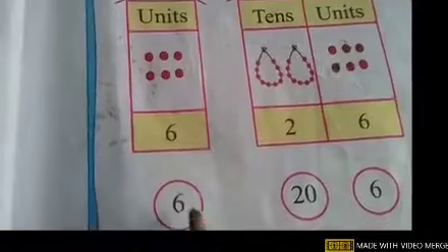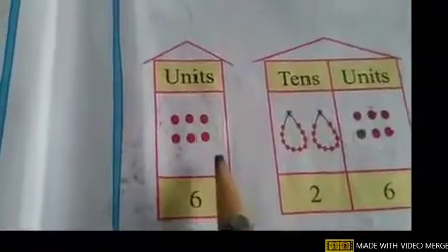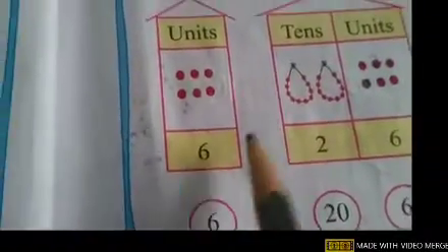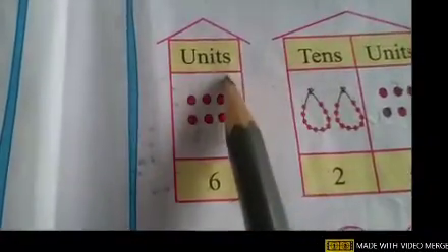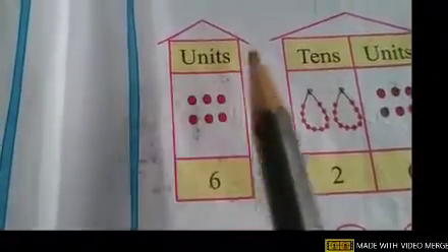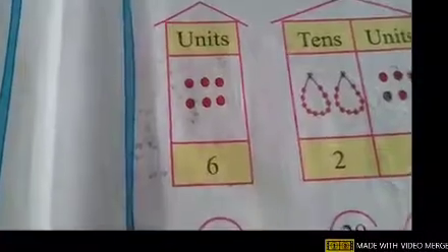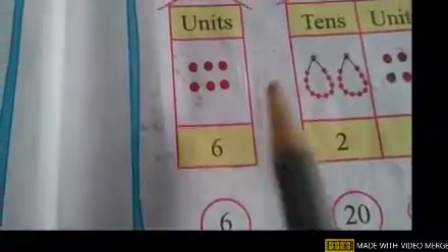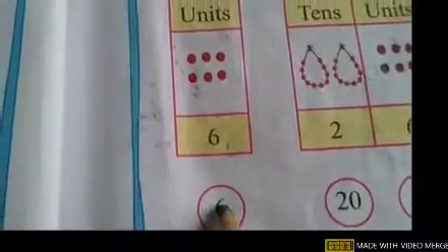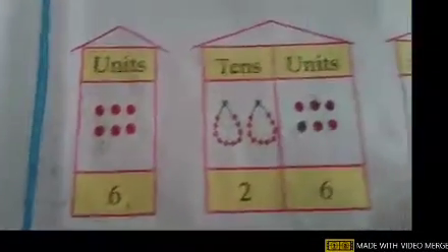6 single balls. So the place value of 6 is 6 only. Since 6 is standing in units place and units place value is that same number itself. So 6 place value is 6 only. Did you get? Now go on to our next example.